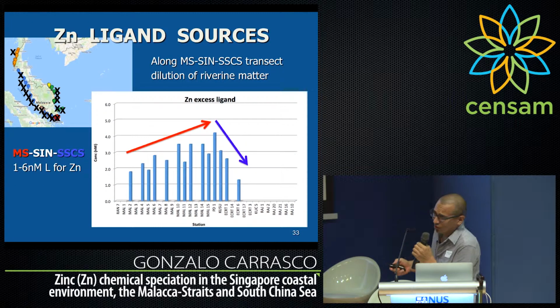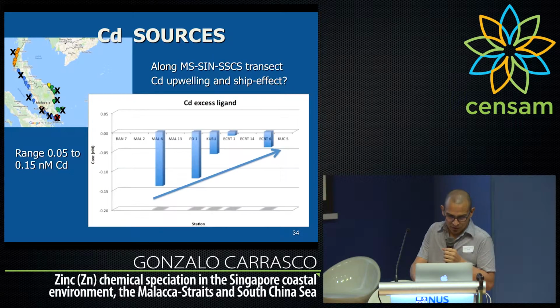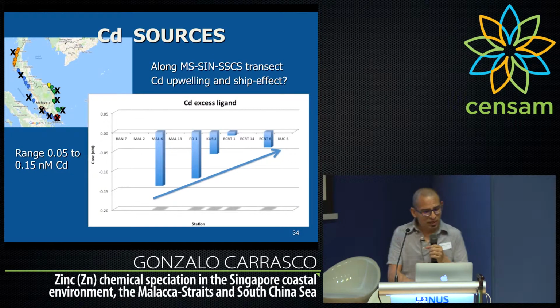So again, if we filter out the data a little bit, we basically get a similar trend, going up on the Malacca Straits and going down on the South China Sea. Same funneling effect. If you look at cadmium, it is a little bit more messy.